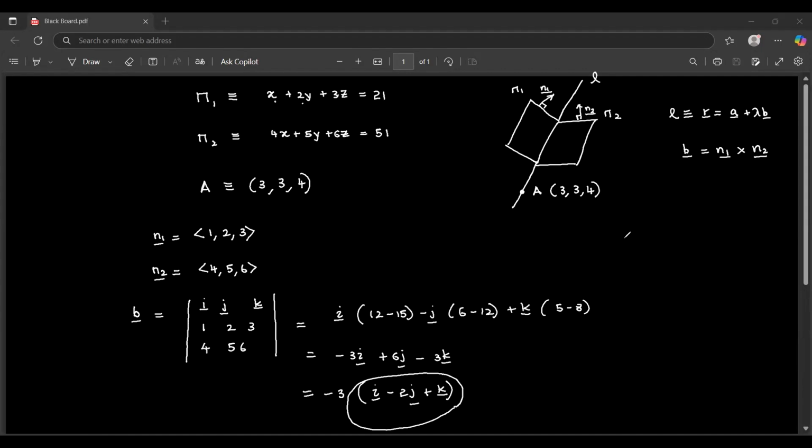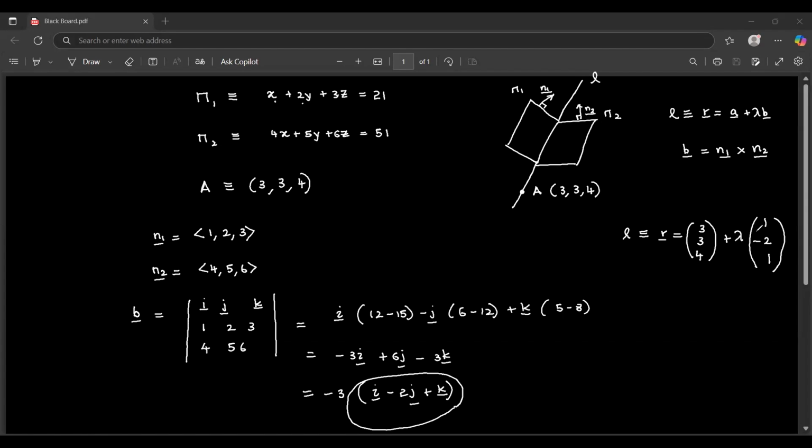So you can give the vector equation of L as r = (3, 3, 4) + lambda (1, -2, 1), since we know A is given as (3, 3, 4). You can write (-3, 6, -3), but it doesn't make a difference because they are parallel vectors. If the direction vectors are parallel, they just represent the same line. So keep that in mind. This is how you have to do these types of questions.